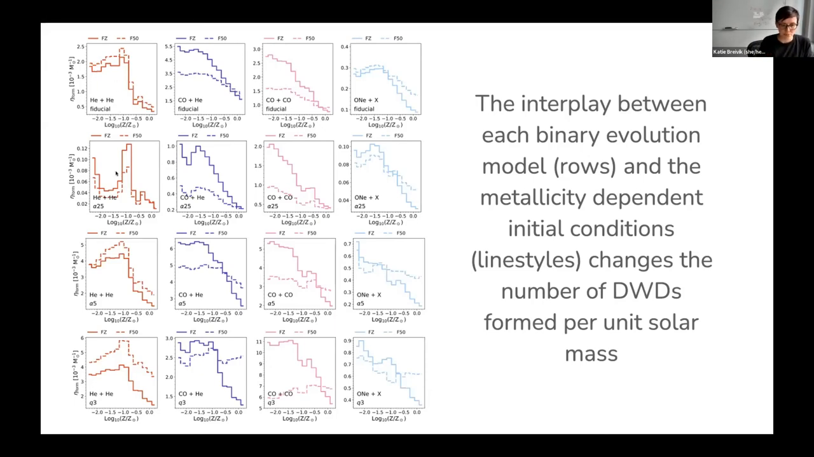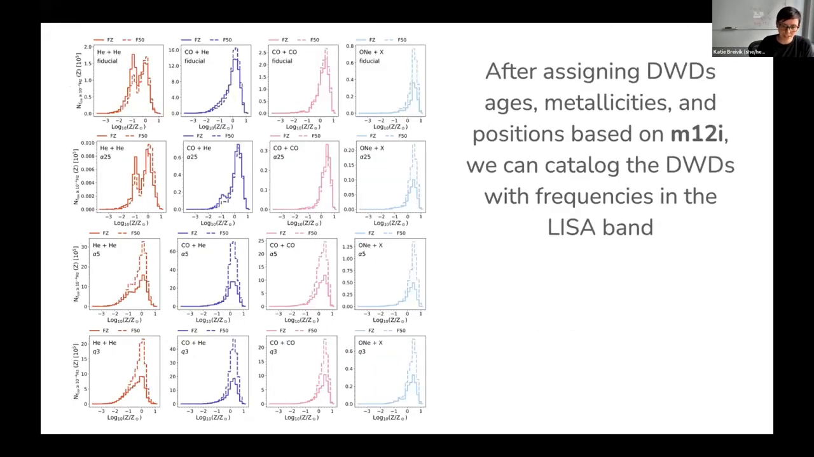And specifically, you can see some pretty significant differences, for example, between our fiducial model for helium plus helium white dwarfs, where we really carve out a significant portion of our helium plus helium progenitors because they merge during common envelopes. You can indeed dig through all of our data and understand all of the reasons for all of these different trends, but of course, I don't have time for that. Instead, we can jump straight to what the LISA population looks like.